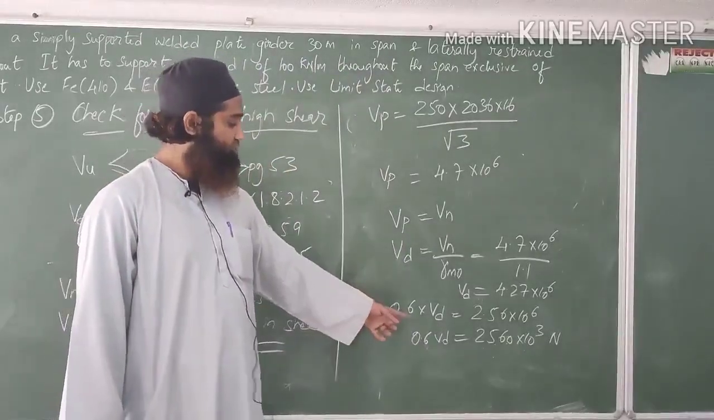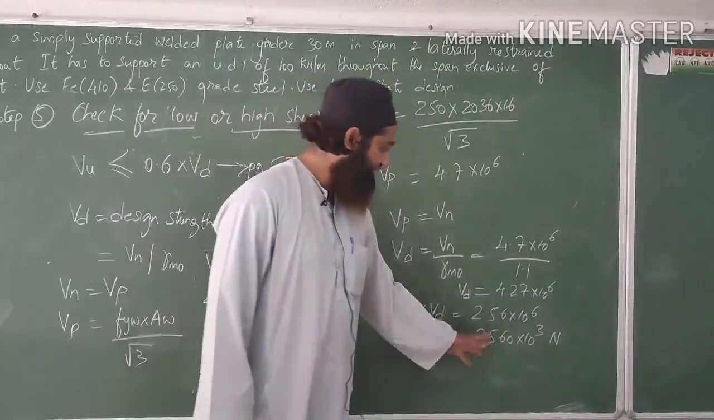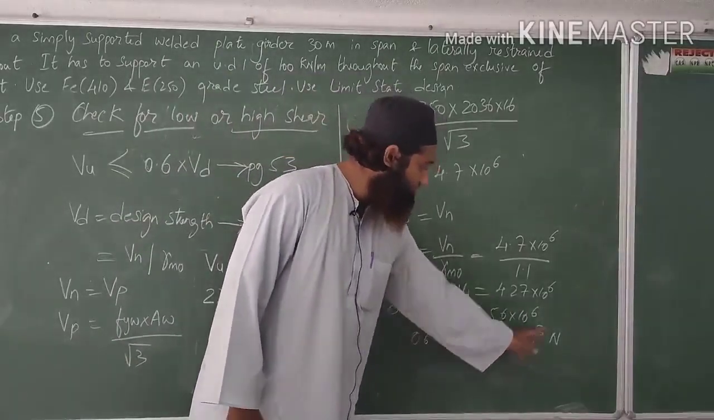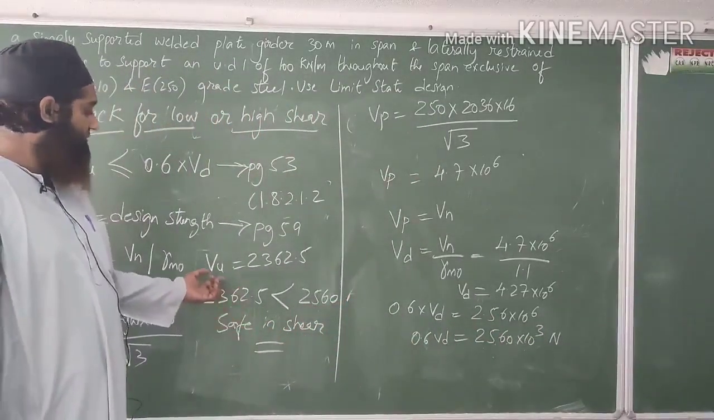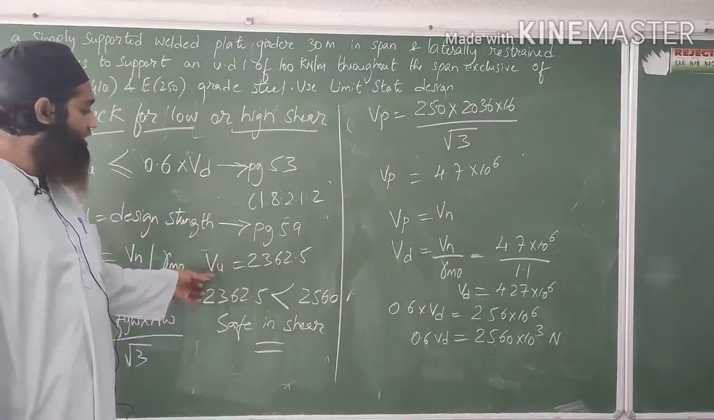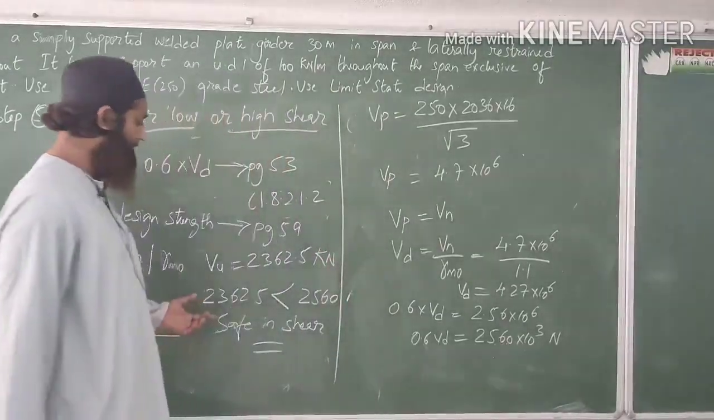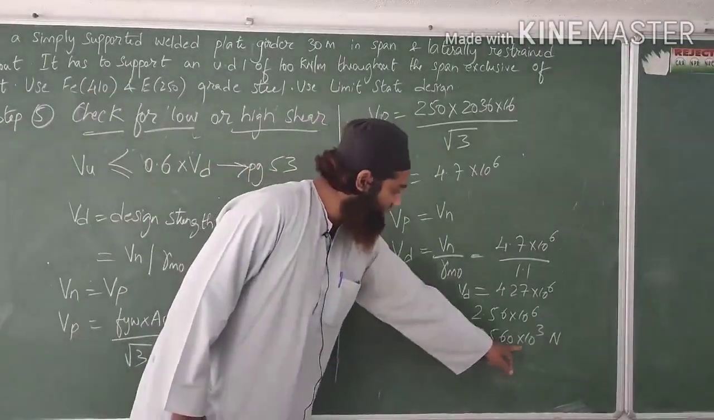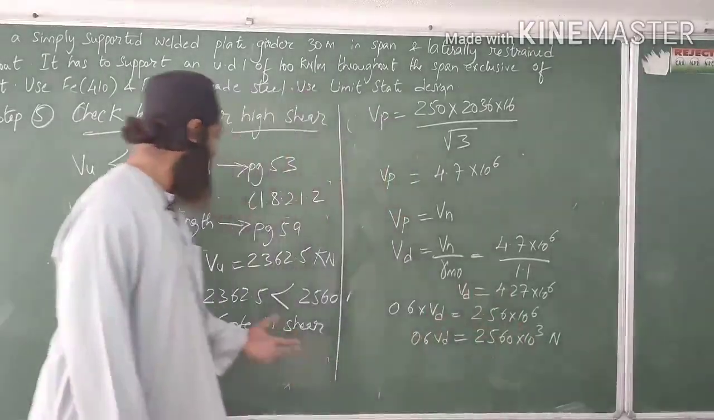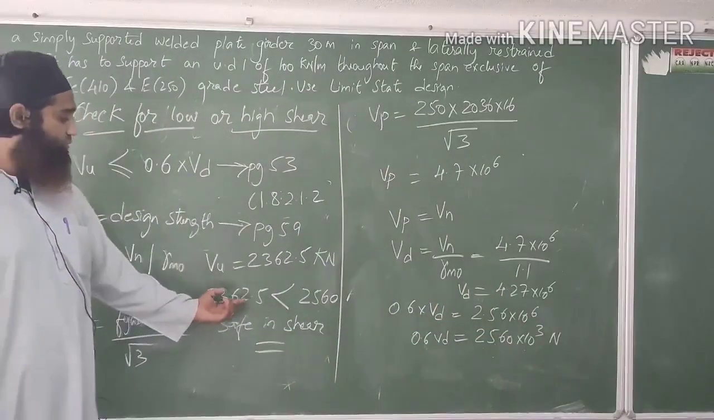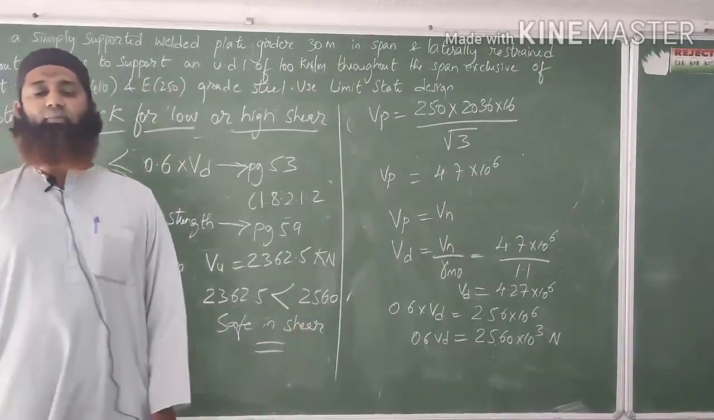Okay, 0.6 into Vd, we have got as 2.56 into 10 to the power of 6, that is 2560 into 10 cube Newton. I have just converted that into kilonewton. From the previous first step we had got Vu as 2362.5 kilonewton. This is kilonewton, don't get confused here. This value also, you just convert Newton to kilonewton, 10 cube will go off and this will become 2560 kilonewton. So 2362.5 is the Vu, which is less than 2560. So finally this web is safe in shear.